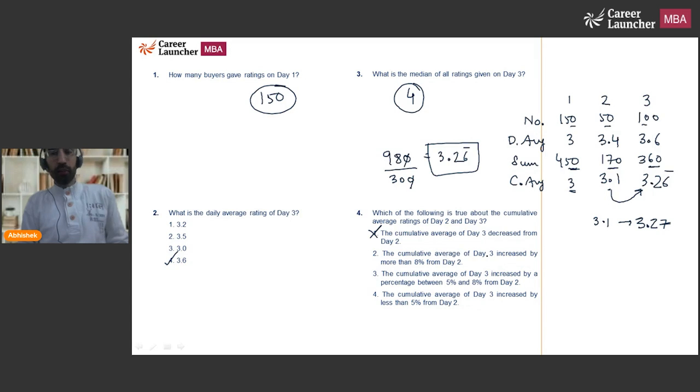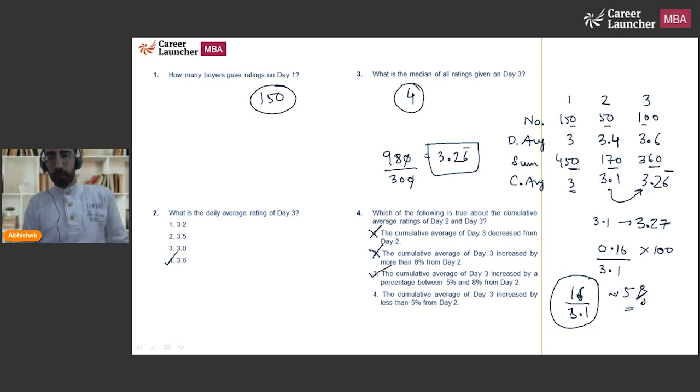The cumulative average of day 3 increased by more than 8%. Okay, we'll have to check the percentage. Let's say this is a change of 0.16 upon 3.1 into 100. So that's 16 upon 3.1. 16 by 3.1 is very close to 5, right? Close to 5%. Yeah, more than 5%, but not more than 8%.